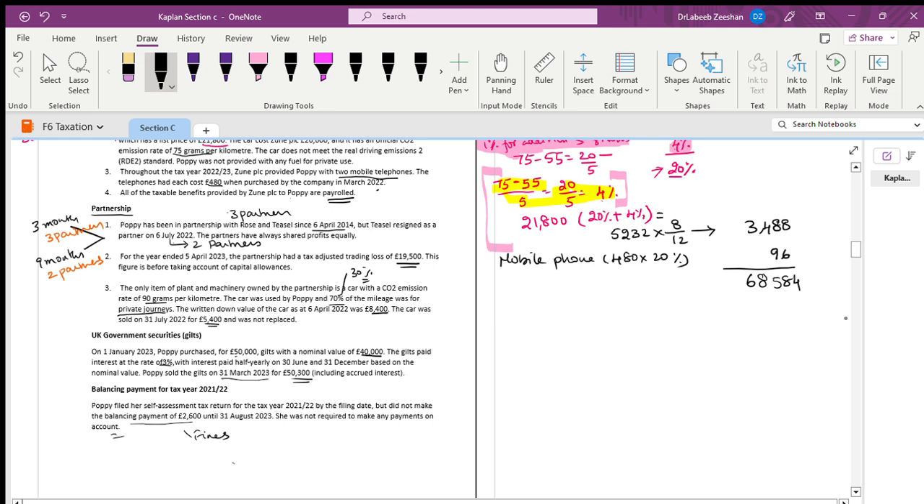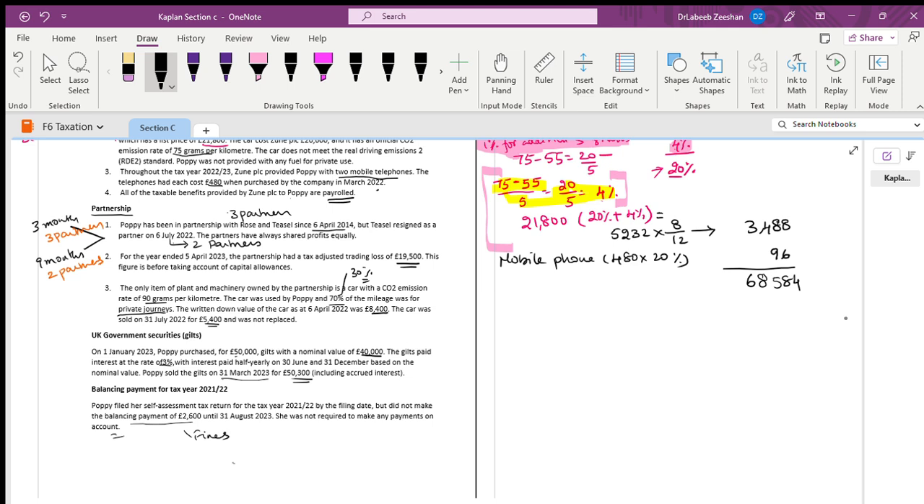Now, what we have done is with respect to these things. Next, we will take the loss separately. Okay, we'll take the loss separately. Partnership is this one.